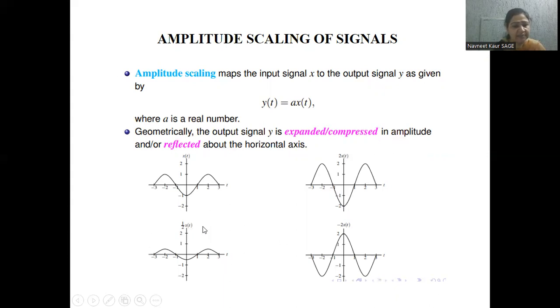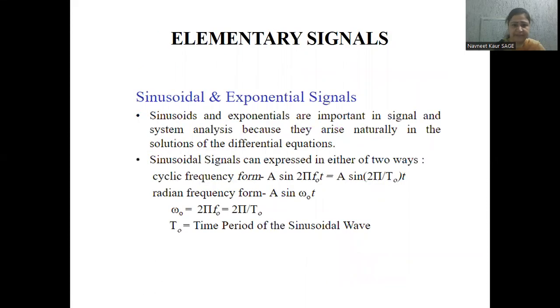Similarly, half x(t) means the amplitude is scaled by a factor of half. Now the maximum value will be half and the minimum value will be -half. Now -2x(t) means the signal is now reversed and scaled by -2. That means the value which was at -1 will now have value 2. Similarly, the value at 1 will now have value -2. So in this case, the amplitude scaling of the signal is obtained.